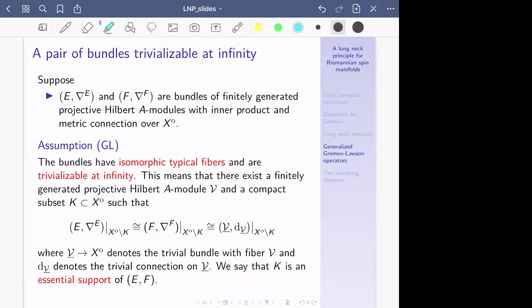Now I want to explain first how I encode topological information. Here I assume that E and F are bundles of finitely generated projective Hilbert modules with inner product and metric connection over X naught. And now I'm going to make the following assumption, which is exactly the same as in the work of Gromov-Lawson. I assume that the bundles have isomorphic typical fibers and are trivializable at infinity. This means that there exists a finitely generated projective Hilbert A-module nu and a compact subset K such that the bundles E and F are isomorphic to nu, with a trivial connection, outside of the compact set K. In this case, I say that K is an essential support of the pair E, F.